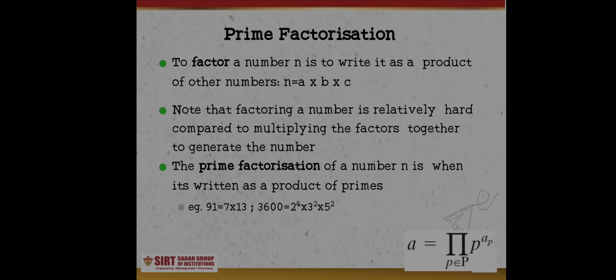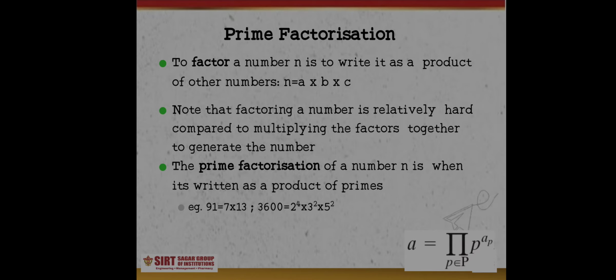Prime numbers are the basic constant when determining a public key and private key, and many algorithms use prime numbers to design a very difficult and complex key. So prime factorization basically means to factor a number n is to write it as a product of other numbers. Factorization is relatively hard as compared to multiplying the factors together.